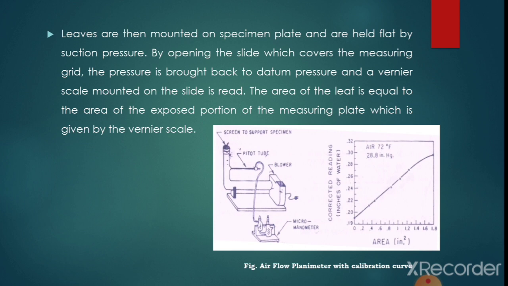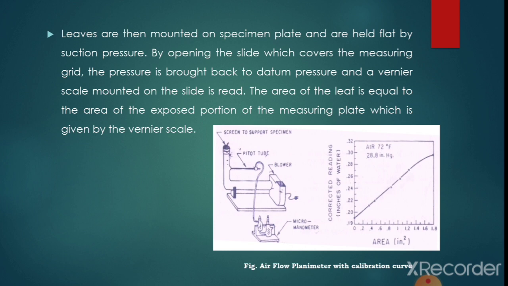We have to take the reading at this time. The area of the leaf is equal to the area of the exposed portion of the measuring plate, which is given directly by the vernier scale. So this is a very precise and fastest method to determine the surface area of leaf.